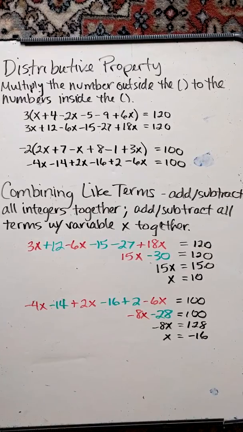Okay, hi everyone. We're working with distributive property and combining like terms. So distributive property means when we multiply a number outside the parentheses to the numbers inside the parentheses.